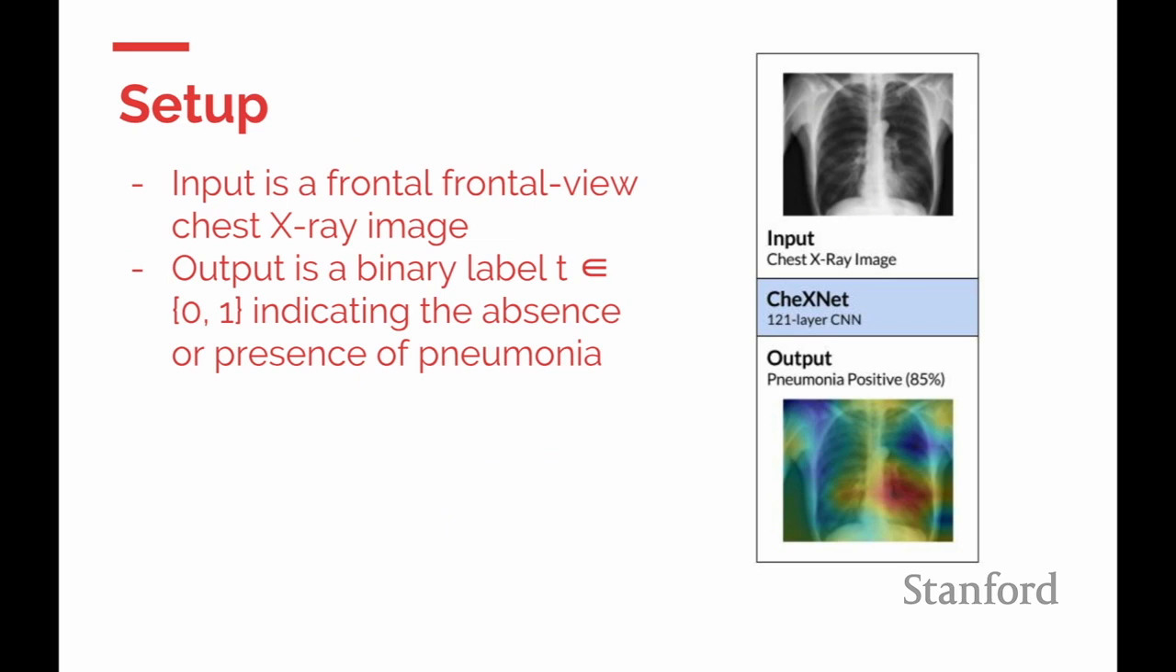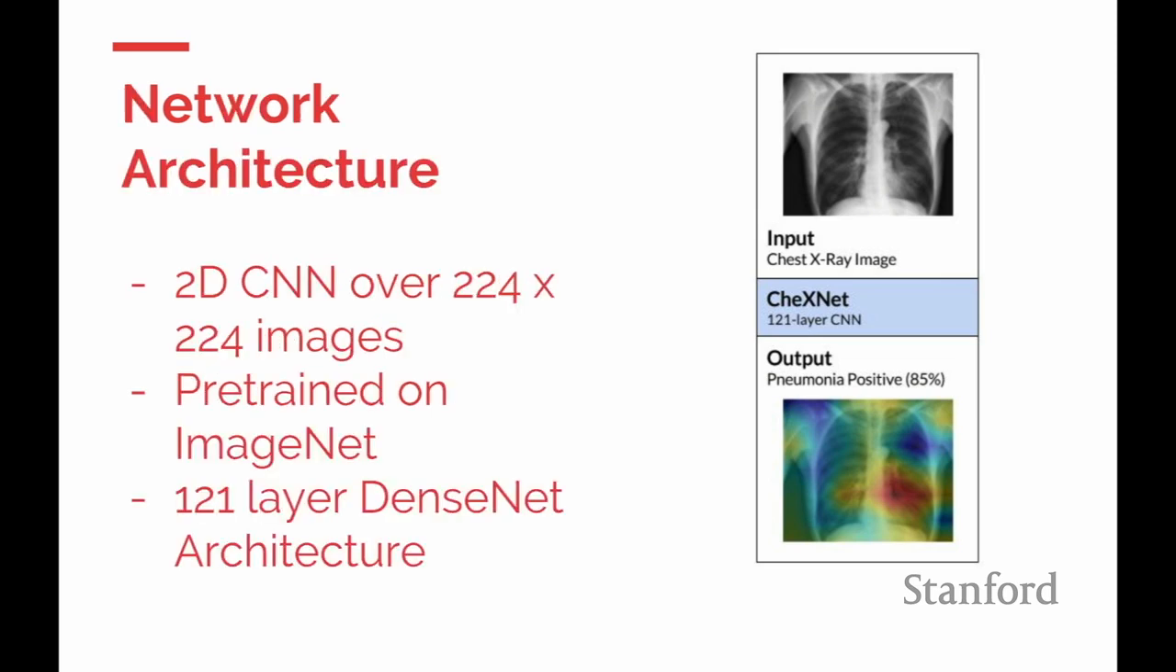The setup is we'll take an input image of someone's chest X-ray and output the binary label 0 or 1, which indicates the presence or the absence of pneumonia. And here we use a 2D convolutional neural network, which is pre-trained on ImageNet.